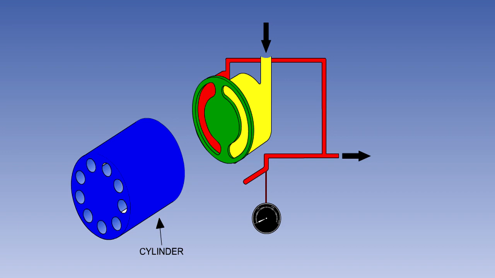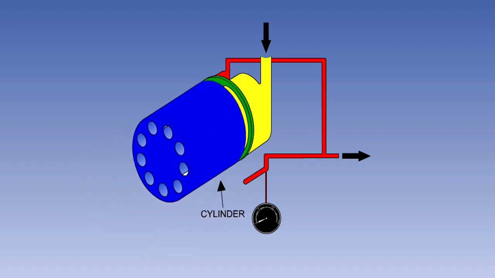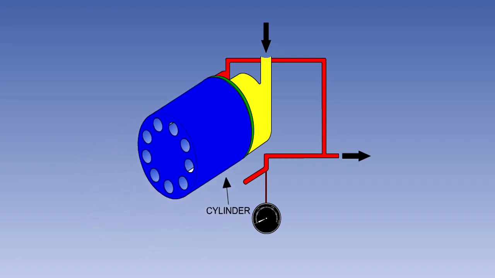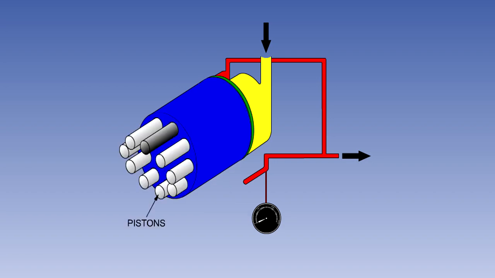The cylinder block is rotated by whichever source is driving the pump. Cut into this block are a number of cylinders. There is direct metal-to-metal contact between the rotating cylinder block and the stationary kidney plate. This contact is lubricated by hydraulic fluid at system pressure. Each cylinder has a piston fitted into it.